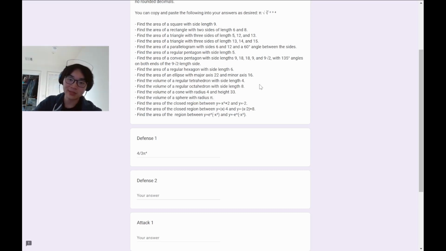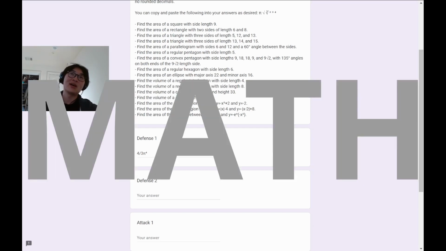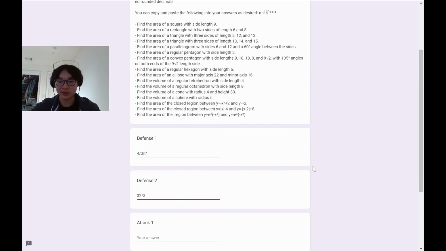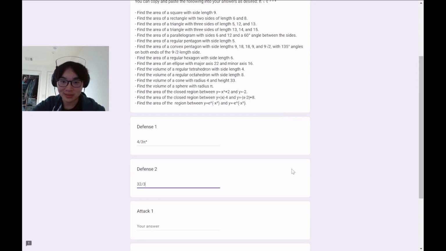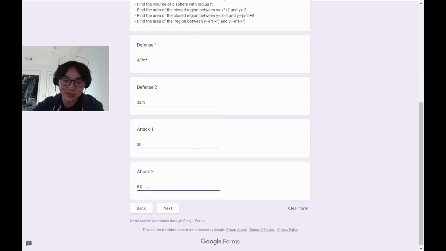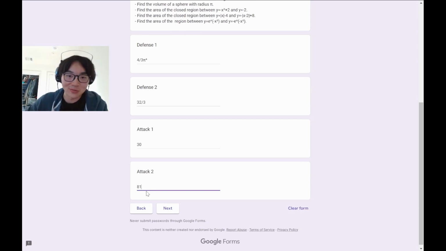And the volume of a regular tetrahedron with side length 4. This honestly should be pretty gettable. I'll just put 32/3 there. And then I'm just going to put some of the easier ones up here. I'll put 30 for number 1. I'll put 81 here because I assume there's going to be at least one other person who doesn't want to do math. I'm not going to check my answers here. I don't particularly care if I get these wrong. We'll keep going.